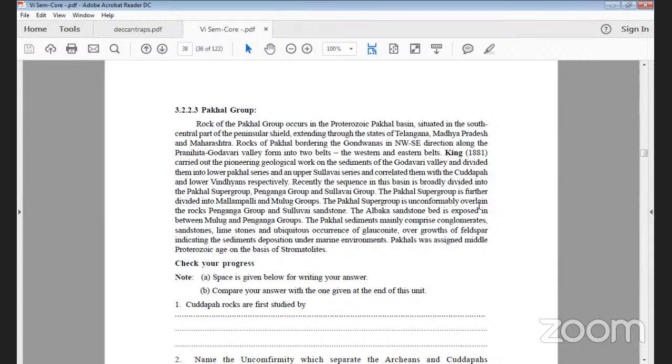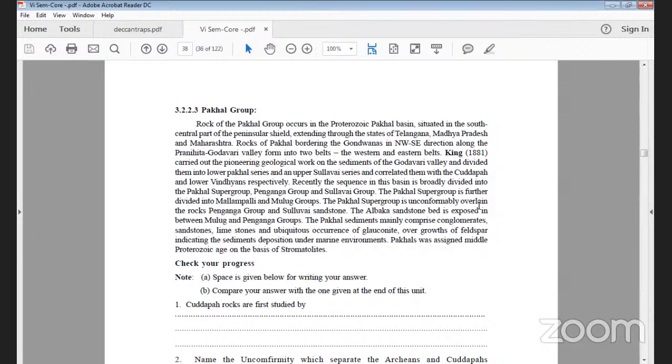Actually, it is equivalent to the Vindhyans and Cuddapahs. Recently, the sequence in this basin has been broadly divided into the Pakhal supergroup, the Penganga group, and one more, the Sullavai group. The Pakhal supergroup is divided again into the Mallampalli and Mulugu groups. These two groups belong to the Pakhal supergroup. And again, the Pakhal supergroup unconformably underlies the Penganga group and the Sullavai group sandstone.